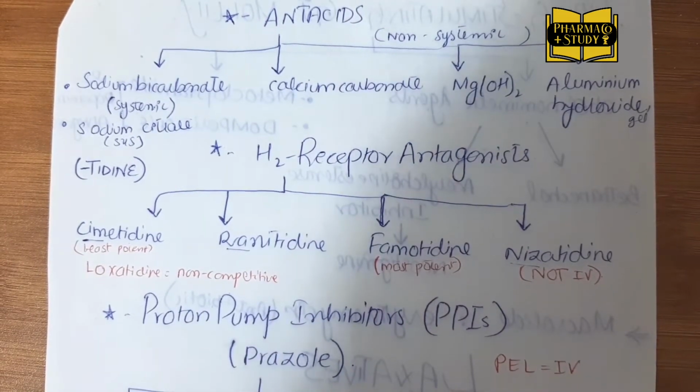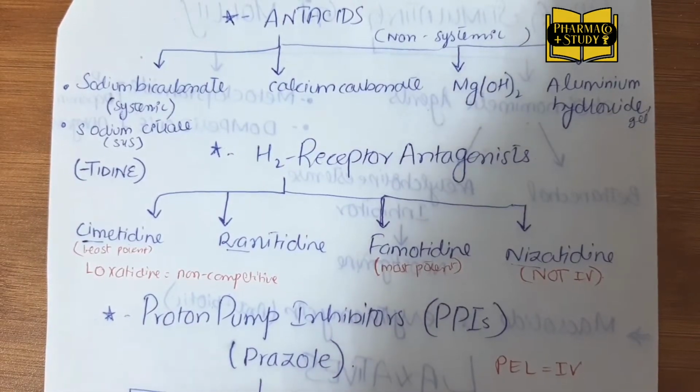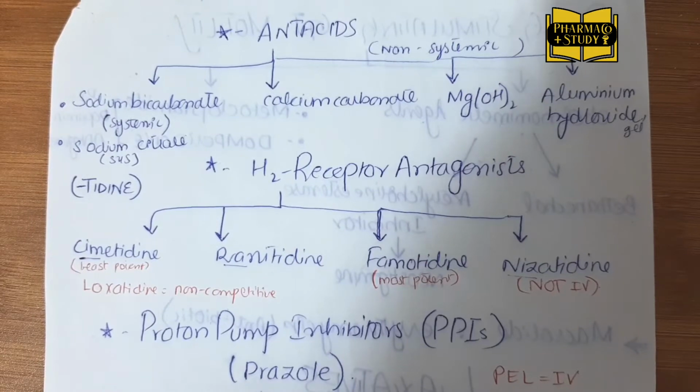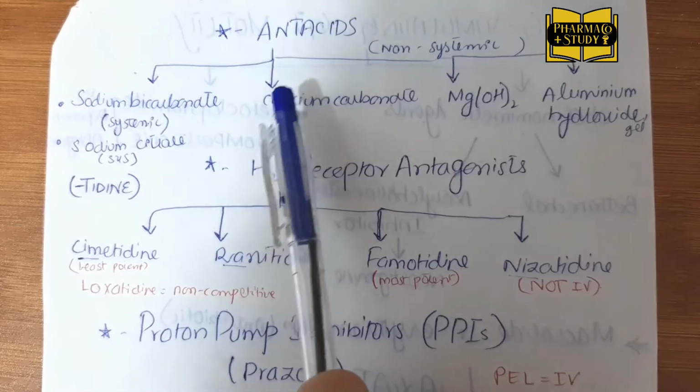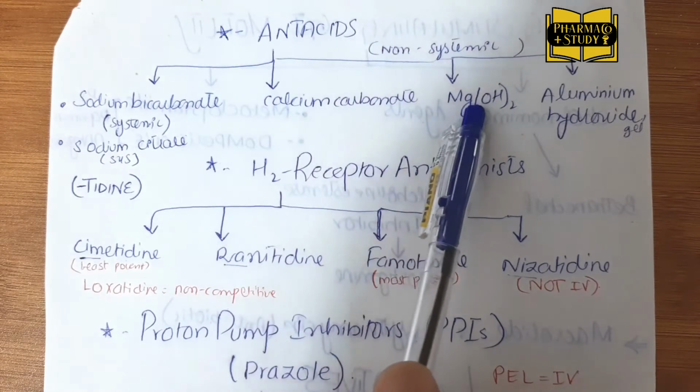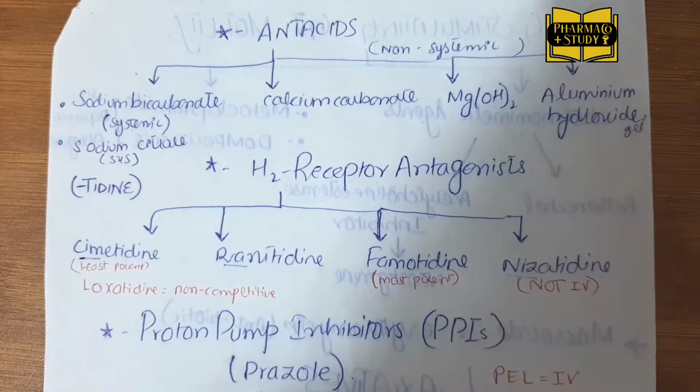Their main action is neutralization, the neutralization of the acid that is being produced in our body. They do not decrease the acid secretion, but rather they neutralize that acid because they are alkaline in nature, and that acid is obviously HCl, which is acidic in nature, so they neutralize the acid. So the drugs that come under the non-systemic class of antacids are calcium carbonate, magnesium hydroxide, and aluminium hydroxide. These are very much in use.